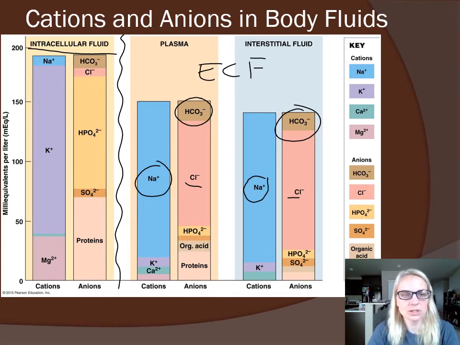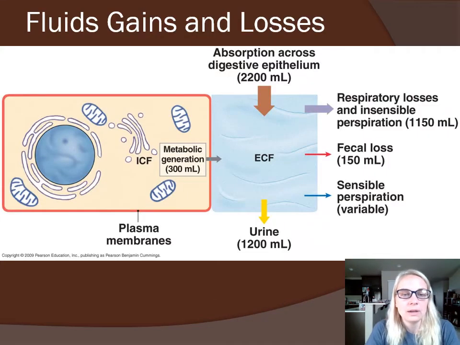All right, so that's just comparing your cations and anions between the inside of your cells and the outside of your cells. Now, when we take a look at fluid gains and losses, again, a lot of this can be seen as common sense. If you just follow where things are and where they go, you're going to be able to see these relationships. So water gains, well, just say water. They say fluid, but it's water. So water gains are going to come from what we eat.